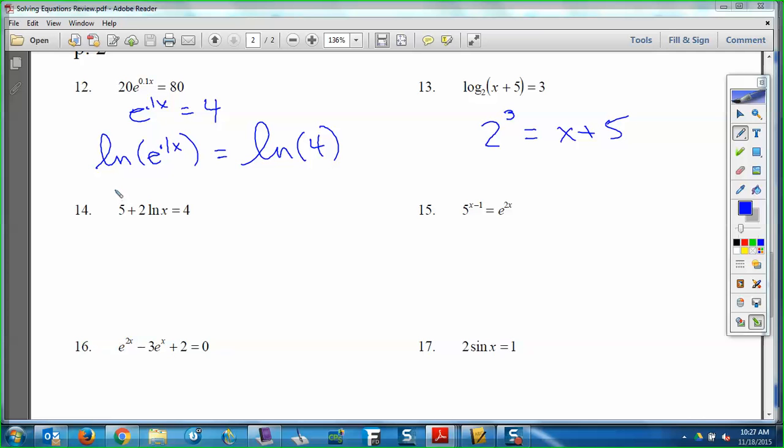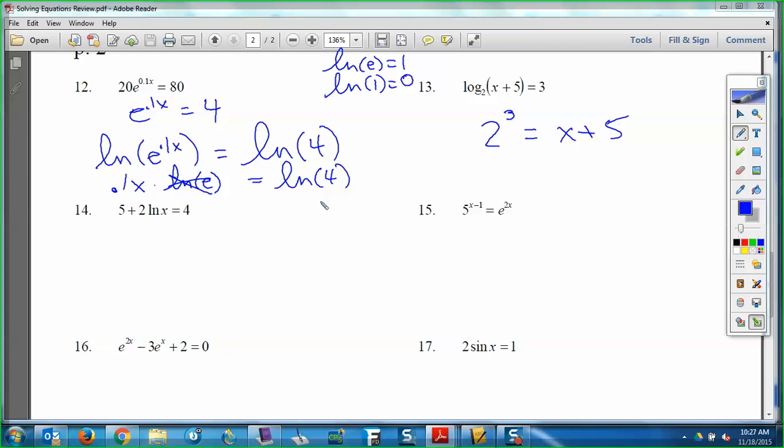But bring this down in front, so you get 0.1x times ln e. What's ln e? ln e is 1. Those are two we got to know. ln e is 1, and ln 1 is 0. Those are two natural log things we need to know. Okay? So anyway, ln e is just 1, and here we got ln 4.